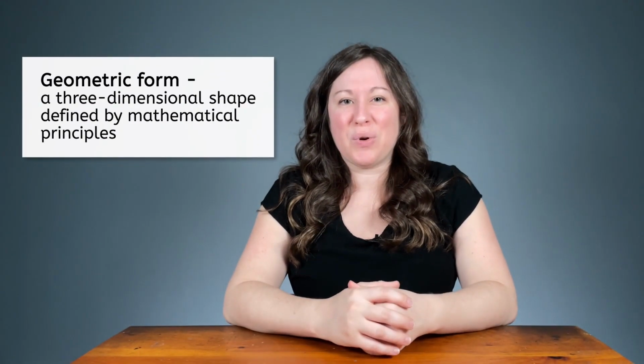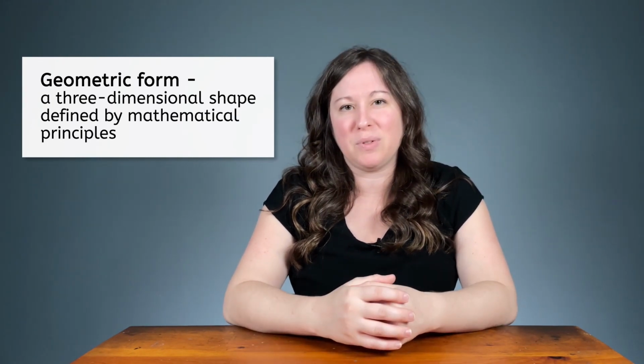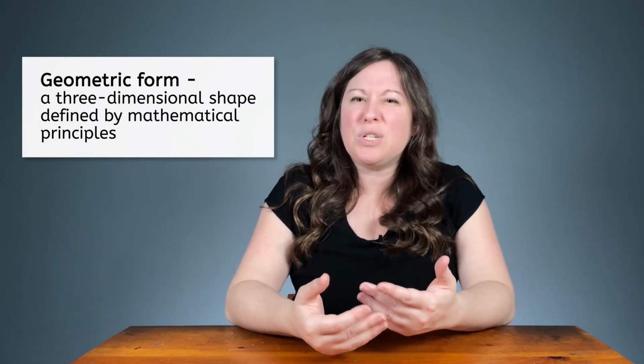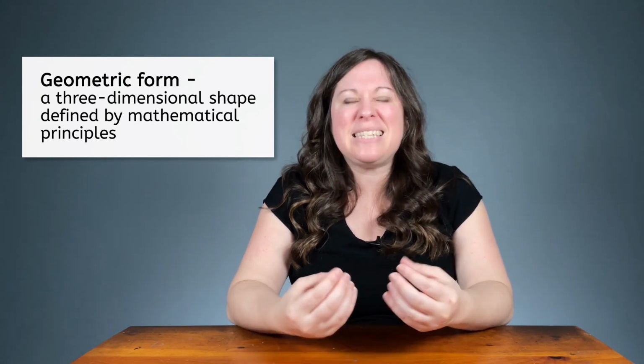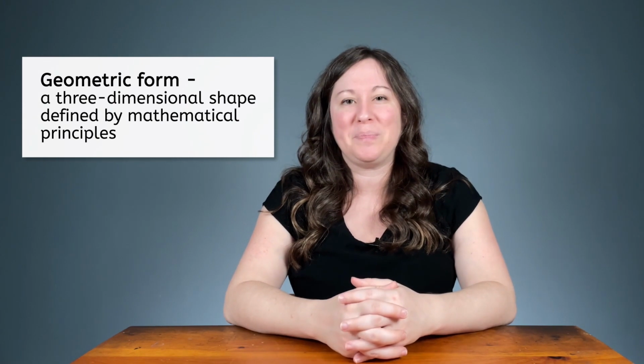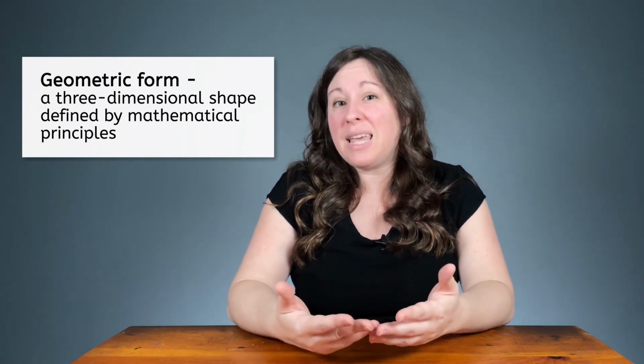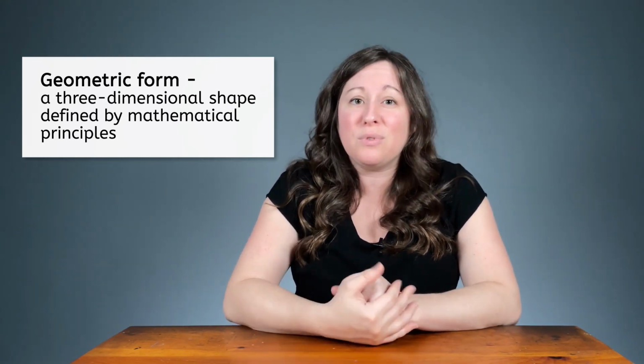A geometric form is a three-dimensional shape that is defined by mathematical principles. Geometric forms are usually regular and possess distinct characteristics that set them apart from other forms. Similar to geometric shapes, these forms are often labeled as man-made because they must adhere to these specific rules of construction.